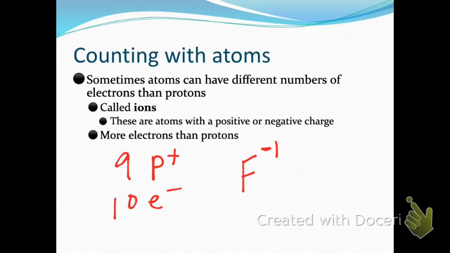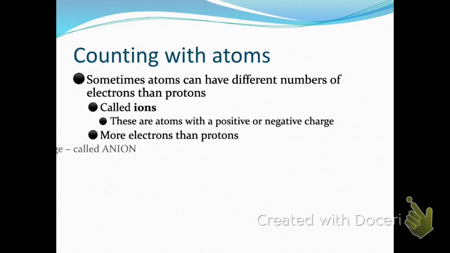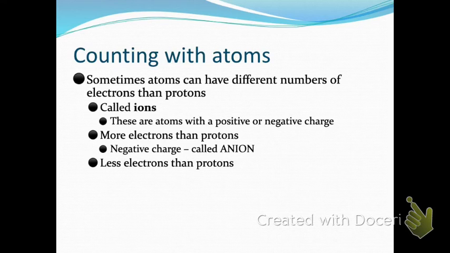Do you remember what the name of a negatively charged thing is called? Not Drew. A cation? No. An anion. There you go. Negatively charged anything is called an anion. And the positive ones are cations. If it has less electrons than protons, they're called a cation because they're positive.